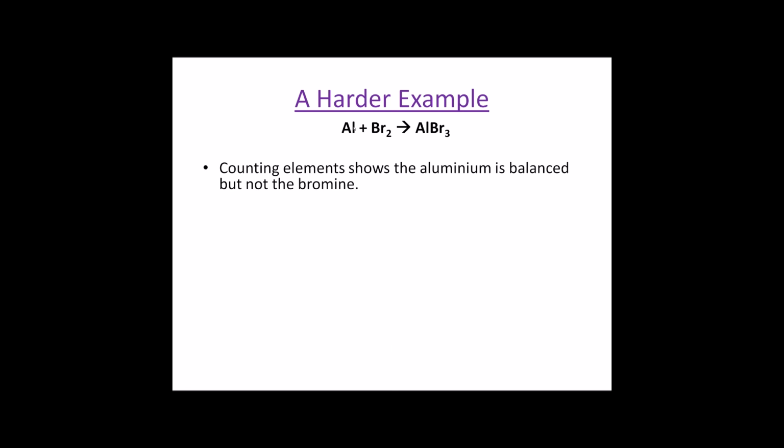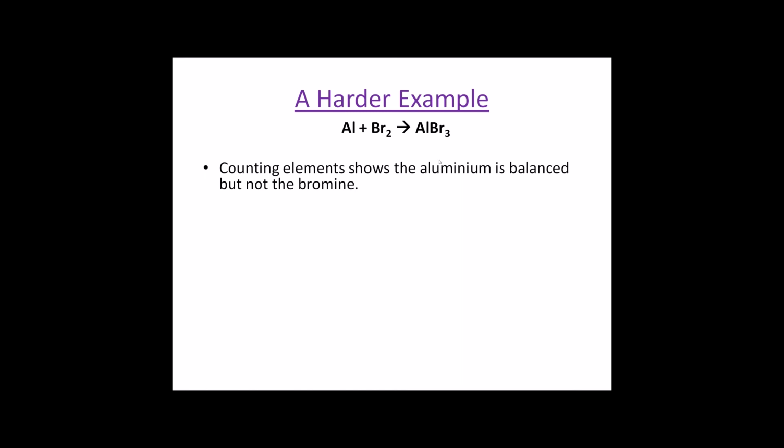Slightly harder example, but we do it in exactly the same way. It's a reaction between aluminium and bromine to make aluminium bromide. Counting the elements shows that aluminium is already balanced, 1 on each side, but the bromine isn't. We've got Br2 here, so 2 bromines, and Br3, 3 bromines on this side, so it's not balanced.